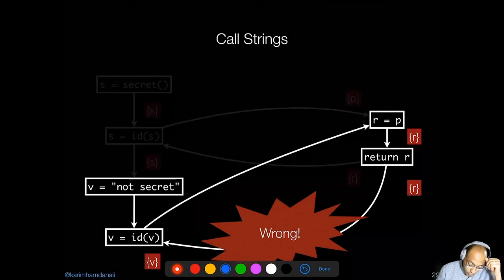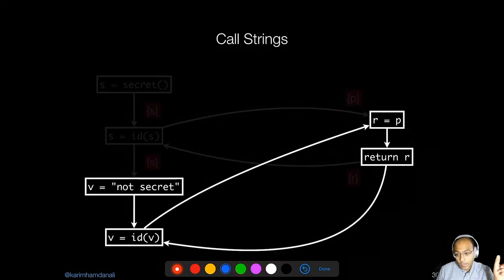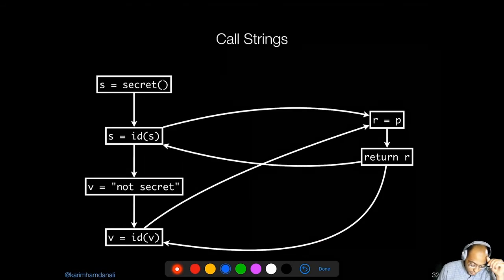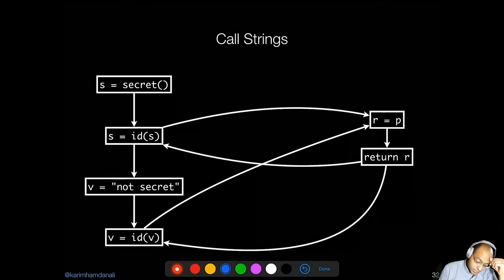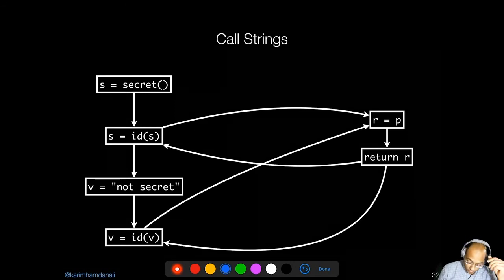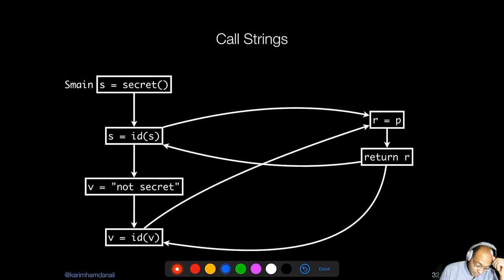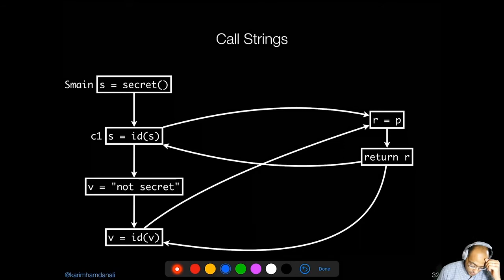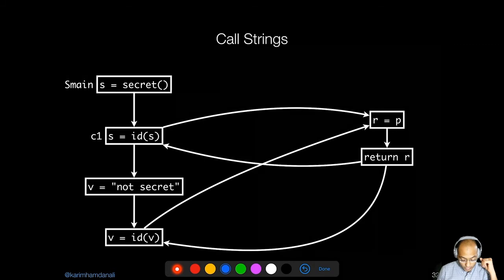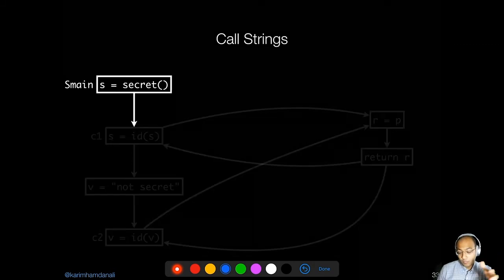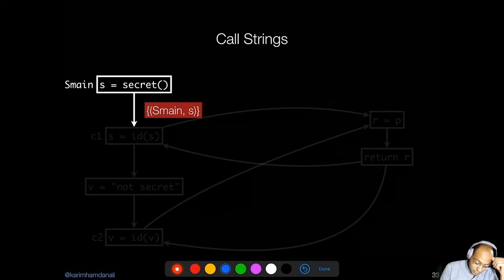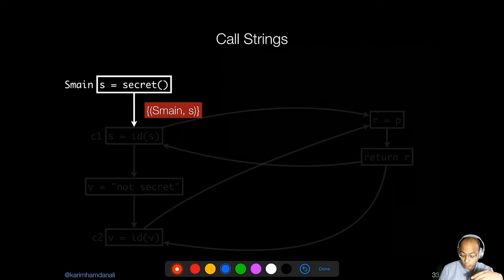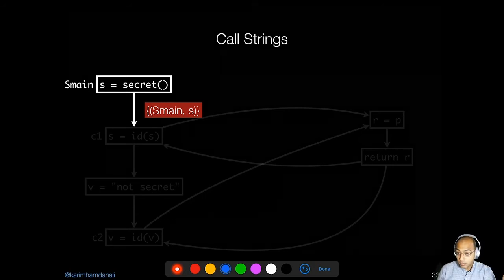We're going to do that by associating every data flow fact with a call string. So what is a call string? First, this is S main, the first statement in main, or the starting point in main. I'm going to give labels to all the call sites: this is C1, this is C2, and I'm going to start my propagation. Instead of propagating just S, I'm going to propagate facts associated with how I got here so far, the path that got me to that point. Here I got to that point through S main in my control flow graph.